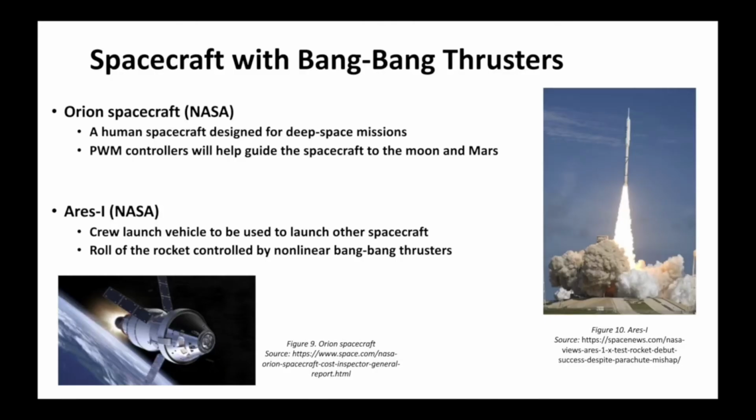We've now seen a real-life example of a propulsion module firing using bang-bang thrusters, and we will now discuss other modern examples. NASA's Orion spacecraft is a human spacecraft designed for deep space missions to the Moon and Mars. It had its maiden voyage, Exploration Test Flight 1, in 2014, and it proved a success. It is controlled by pulse-width modulation controllers that will help guide the spacecraft to its far-reaching destinations.